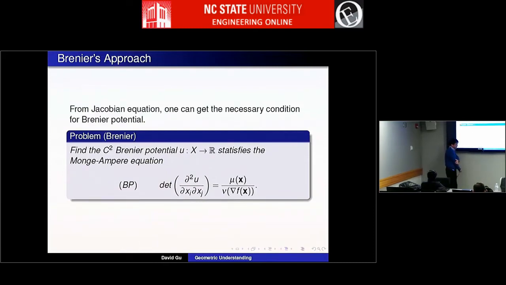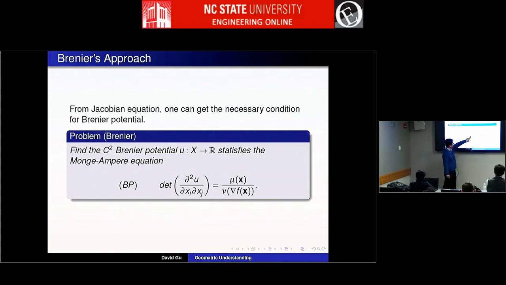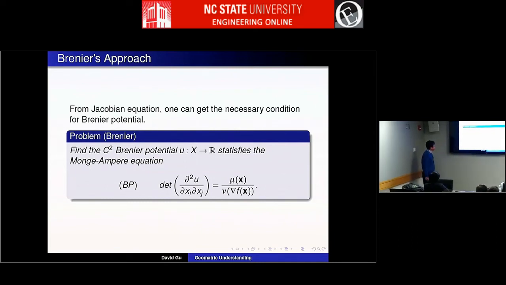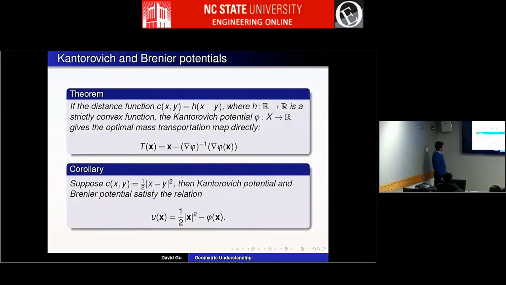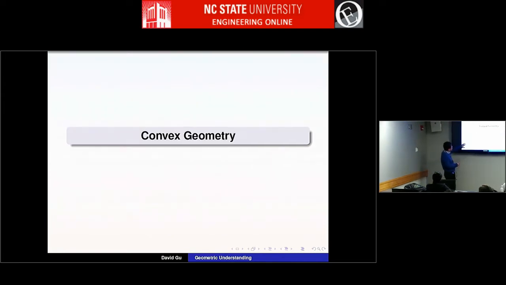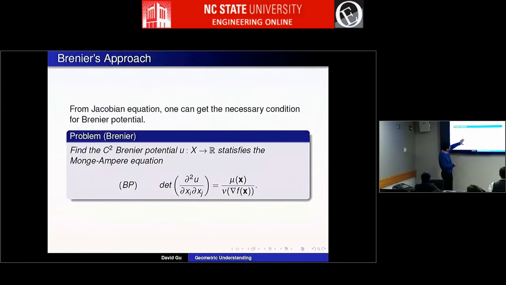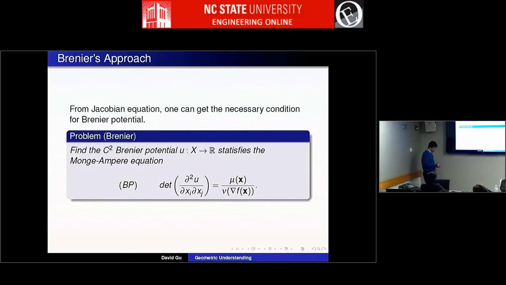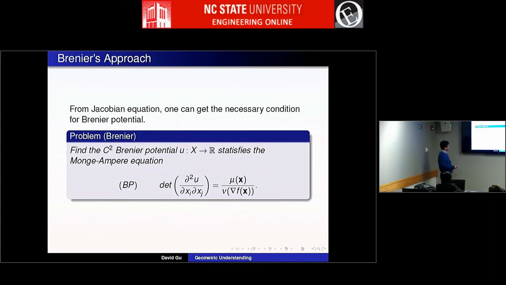Then everything boils down to finding this u, and u satisfies the classical Monge-Ampere equation. So basically, it's highly nonlinear. Given function u, we compute the Hessian matrix. The determinant of the Hessian matrix equals the ratio between two density functions. This equation is actually very familiar to mathematicians. But the Brenier theory is broader than just the quadratic distance.